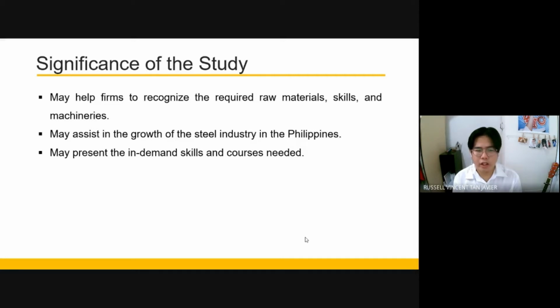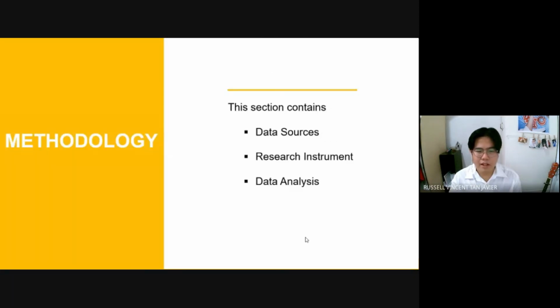Likewise, the information collected may also assist in the growth of the steel industry in the Philippines to know the current trends of raw materials and production processes needed to have that competitive edge among other developing countries. Moreover, the discussion in this paper may present the in-demand skills and courses needed to compete with the current steel industry, as faster influx and availability of raw materials and knowledge with fewer complications will enable the mills to work faster and efficiently. So, on the next part, we will be discussing a detailed methodology which consists of data sources, research instruments, and data analysis.